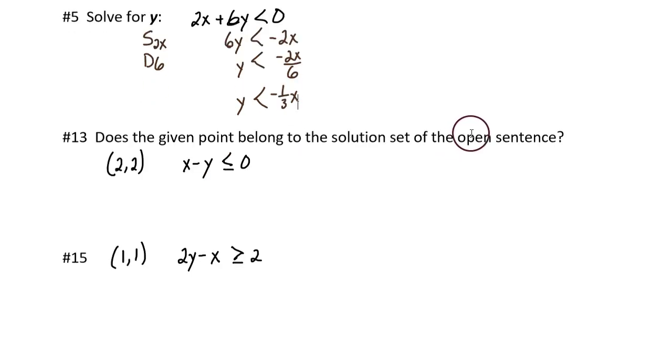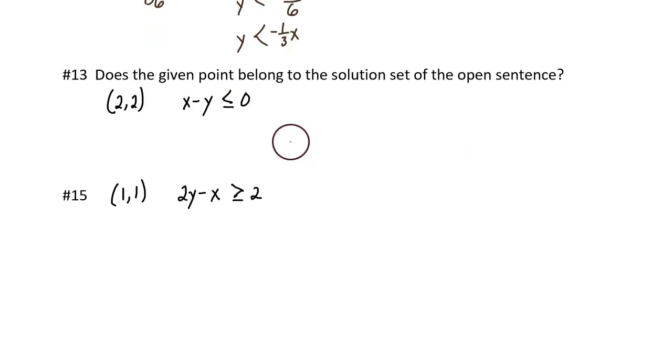Number 13, does the given point belong to the solution set? Our point is 2, 2, and we're wondering, is that a solution to this open sentence? Let's substitute the numbers and see if we get a true statement. The first number is x, the second number is y. So put a 2 in for x, put a 2 in for y, and what we're wondering is, does the left side make a true statement? 2 minus 2 is 0. Is 0 less than or equal to 0?